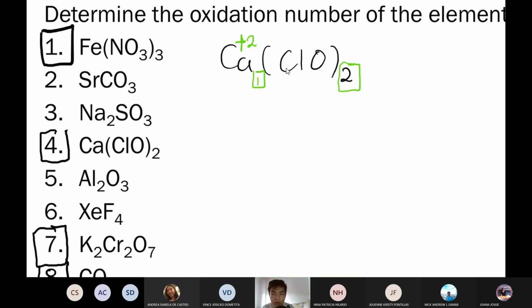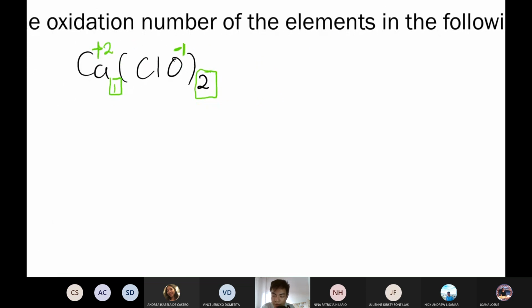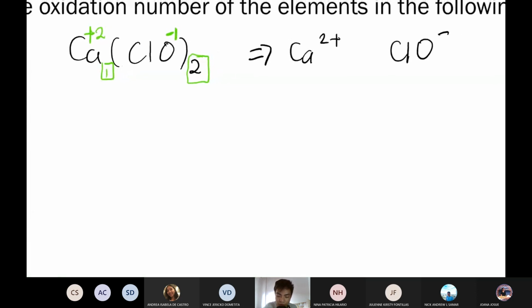How about the hypochlorite ion, ClO? The 1 in calcium's subscript belongs to ClO. Since calcium is positive, this should be negative 1. So that means our ions here are calcium 2 plus and ClO minus. Let's apply the rules. Calcium. What's the oxidation number of calcium?